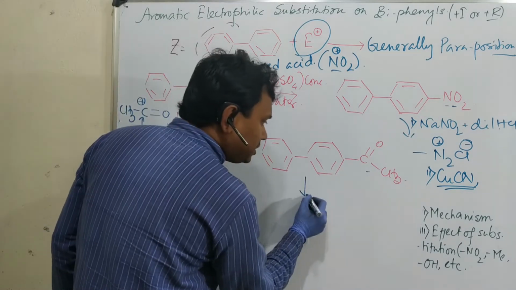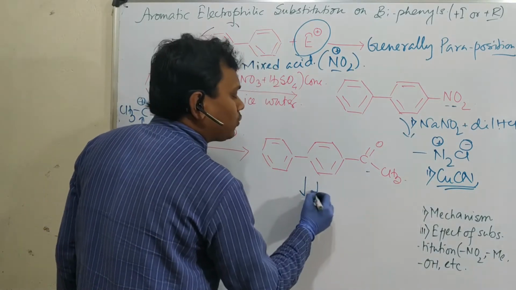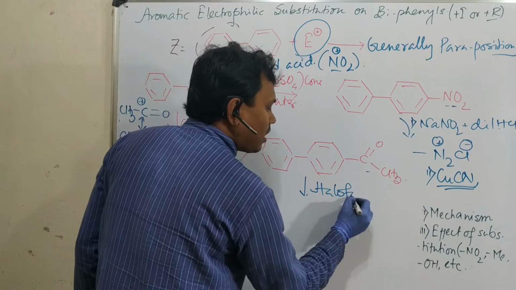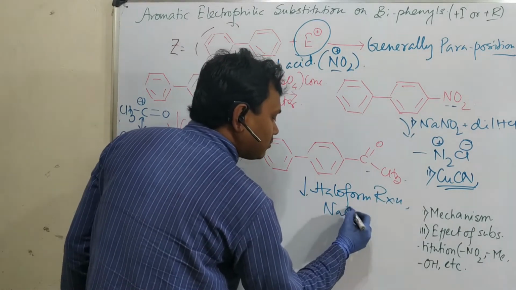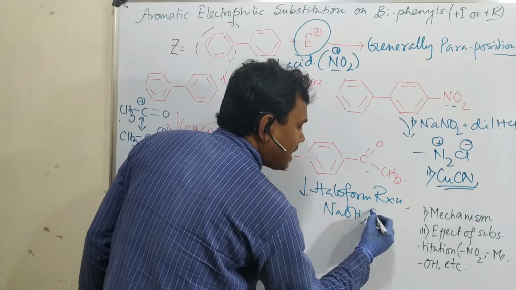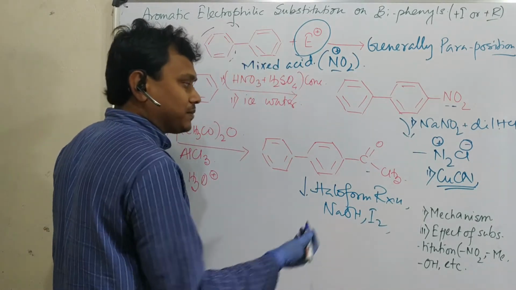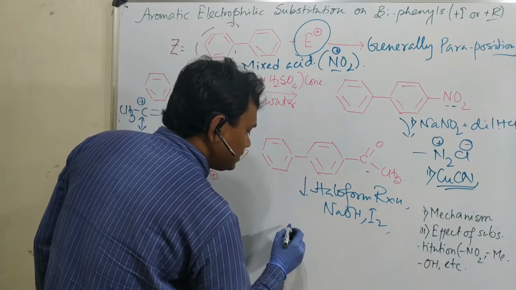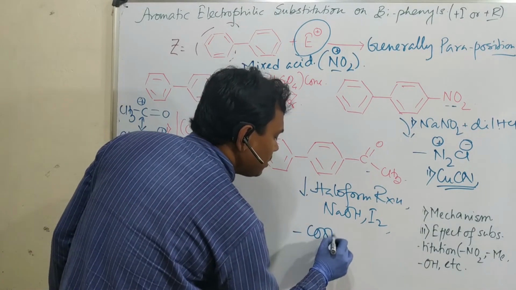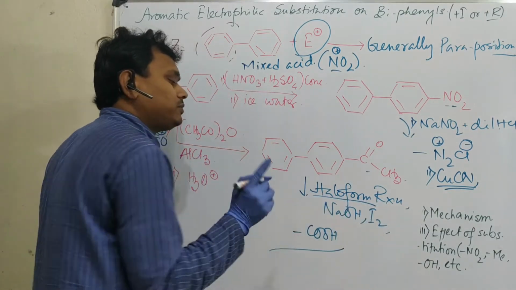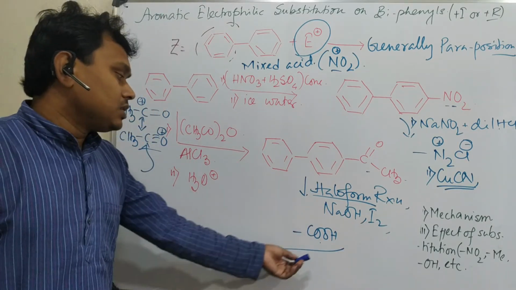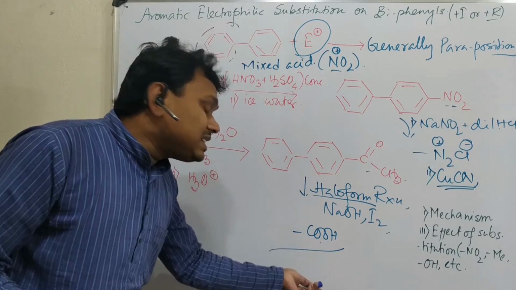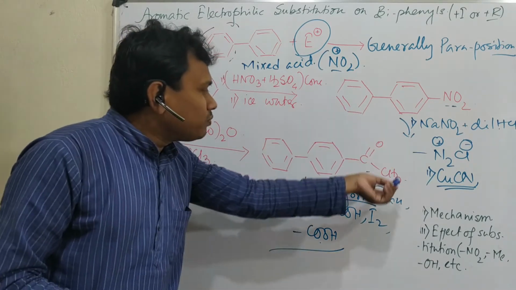Or you may think that you have this, if you take the haloform reaction. Haloform reaction means sodium hydroxide, or you may say iodine. You can take sodium hydroxide and ultimately result in this carboxylic acid derivative. So a variety of these are possible, and I have already made a video about the haloform reaction, so please go through that. So this carboxylic acid. So this is the importance of this reaction.